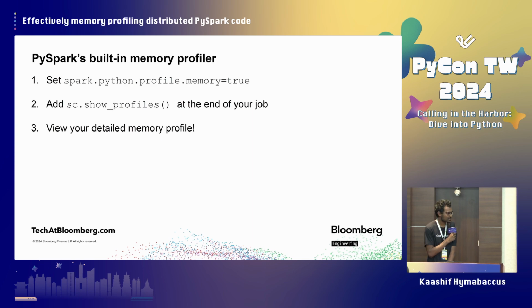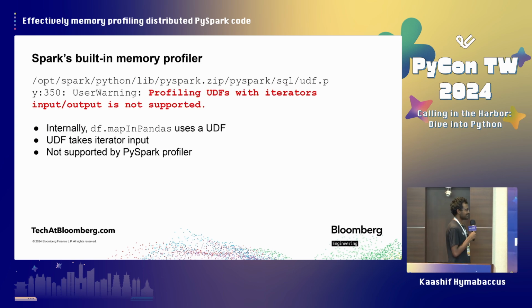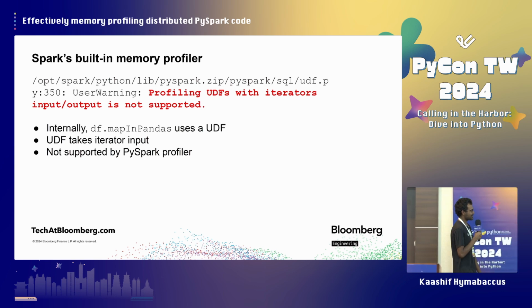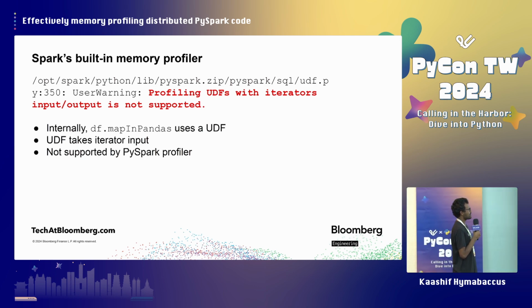So let's try to run it. And I mean, there's still time left in the talk. Do you think this is going to solve all of our problems? I don't know. Oh, it didn't work. Wow. So yeah, it turns out that the Spark memory profiler doesn't support profiling UDFs.